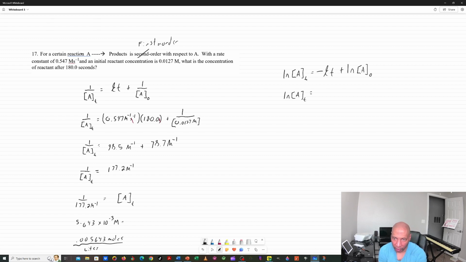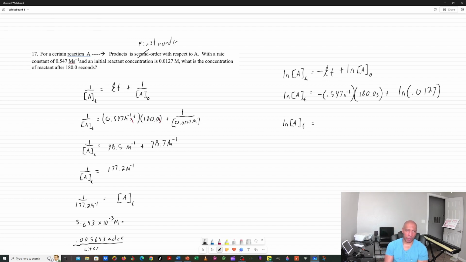So I'm going to say the natural logarithm of A equals a negative, and my rate constant in this case is still 0.547, with units of reciprocal seconds. The units for a first order rate constant are reciprocal seconds. Times 180 seconds, plus the natural logarithm of my initial A concentration. All right, so far so good.